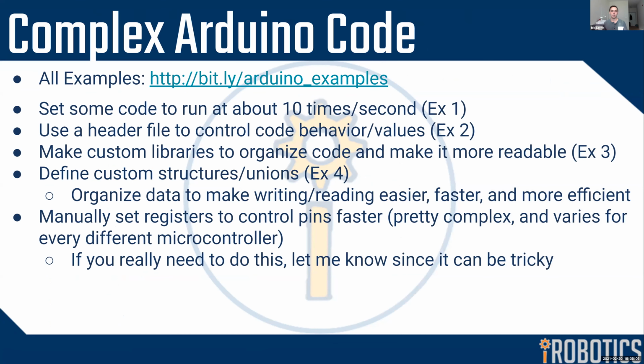So we can get onto some more complex Arduino code structures, I'm calling them. They're similar to things you might see in Arduino code. There are some things I mentioned earlier, like making code run at about 10 times per second. You can use header files to control values and all sorts of things like this. It's not a full example of PackBot code or anything, but these are the structures you might see copied, pasted, and changed a little bit in real robot code.